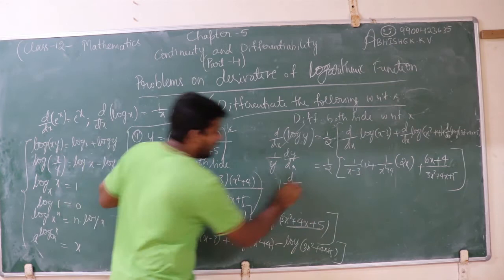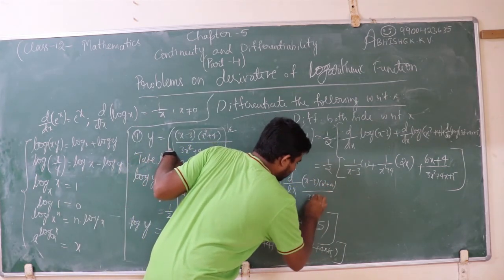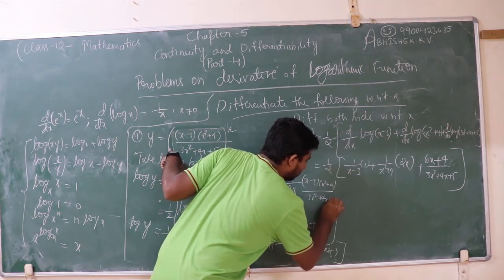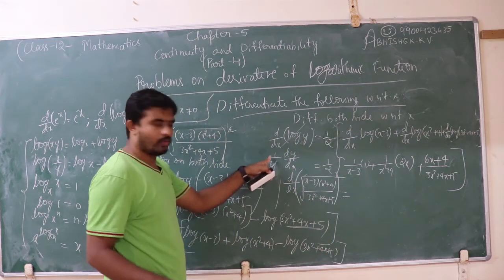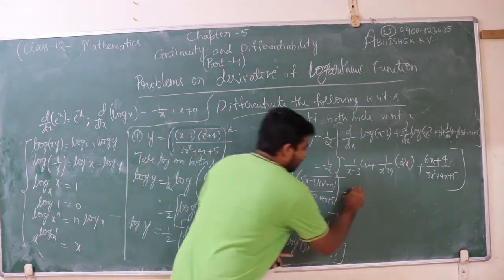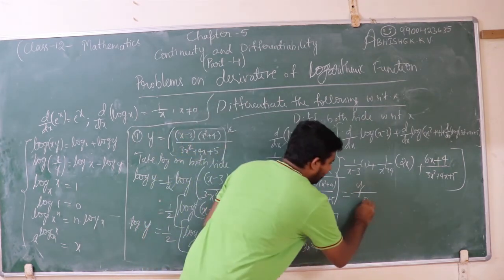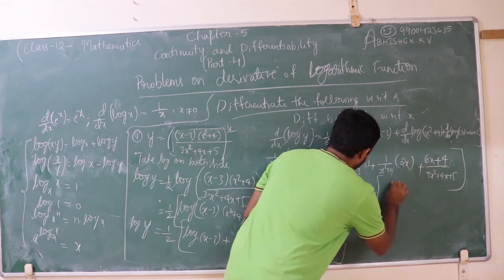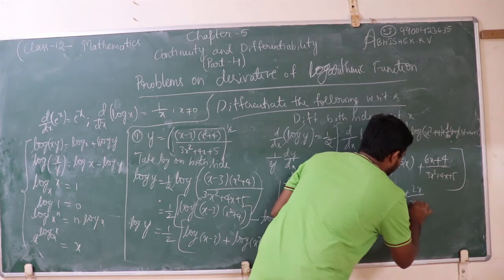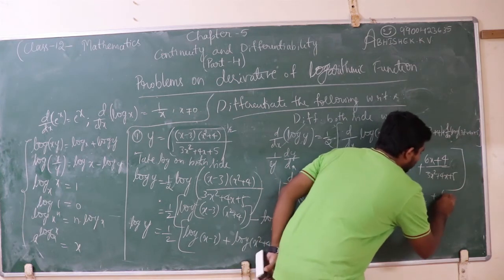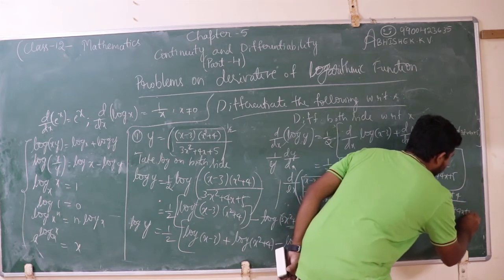Given y equals the square root of (x minus 3)(x squared plus 4) divided by (3x squared plus 4x plus 5). Taking the derivative, 1 by y times dy by dx, transferred to the right-hand side, equals 1 by 2 into [1 by (x minus 3) plus 2x divided by (x squared plus 4) minus (6x plus 4) divided by (3x squared plus 4x plus 5)].